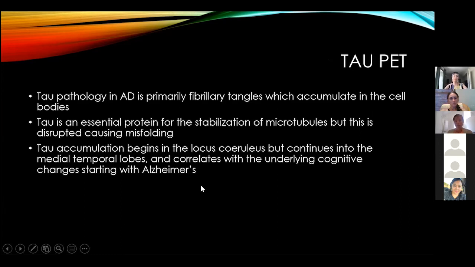So tau PET. Tau pathology in Alzheimer's disease is primarily tangles, fibrillary tangles, which accumulate in the cell bodies. And tau is an essential protein early on, before it becomes pathological, for stabilizing microtubules, an important part of the cell. But this is disrupted, which causes misfolding, and then there's that kind of tangle in the brain. And tau accumulation begins in the locus coeruleus, right in the center of the brain, and then it continues into the medial temporal lobes, where it begins to correlate with those underlying cognitive changes.